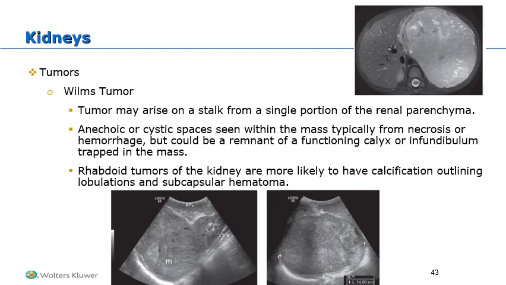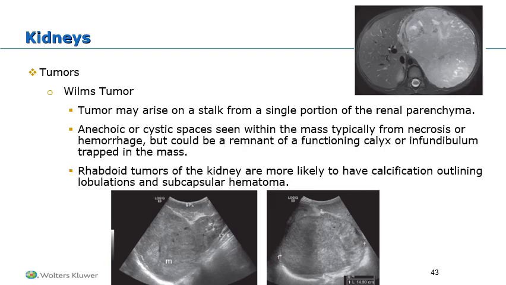So here's a few examples of some very prominent Wilms tumors, so you can see why this would be a palpable mass. They can arise from the organ itself, or they can arise from a stalk attached to the organ, so that needs to be an important differentiation if you can find it. As I mentioned, they can have those areas of anechoic cystic spaces. If they're rhabdoid tumors, they're more likely to have calcification outlining lobulations, and they can have a subcapsular hematoma. So these, in a case like this, you would obviously recognize this as a mass.